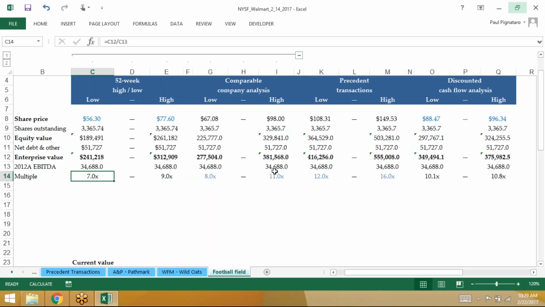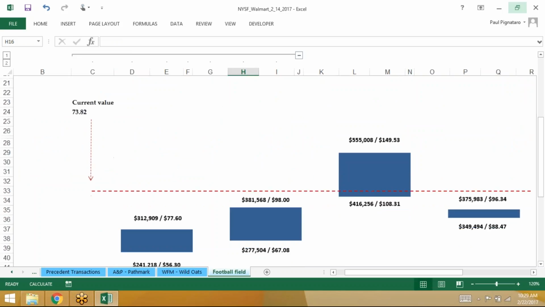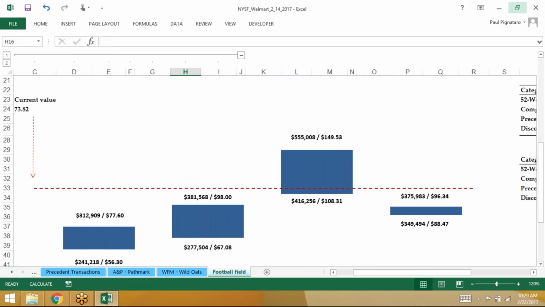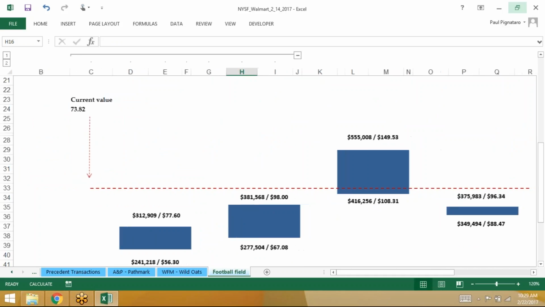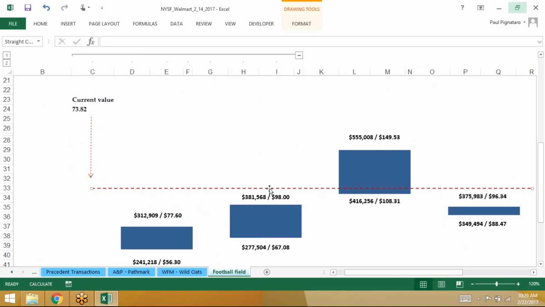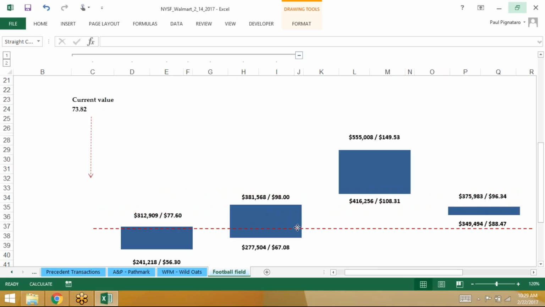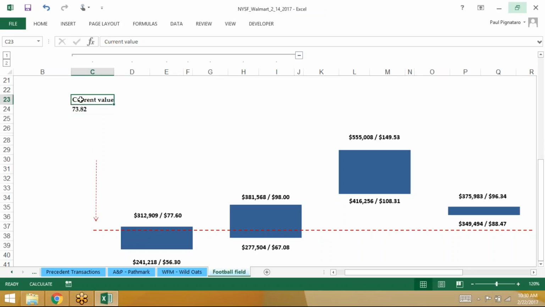What does this mean? If you scroll down, everything is laid out in a floating bar chart. Okay, and we just have to reposition this dotted line. This dotted line is manually inputted to be, obviously, if the current value is $73, it's got to be below 73, probably about, this is 77, 88, probably about here. Okay? So this is where it's trading now. And so the question is, what does it mean?